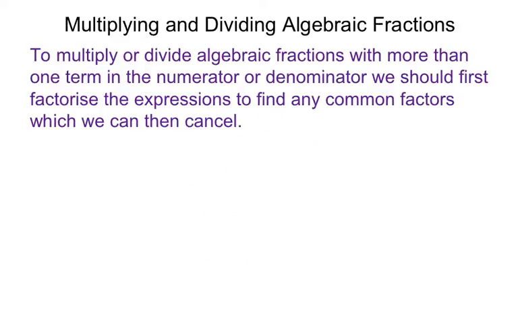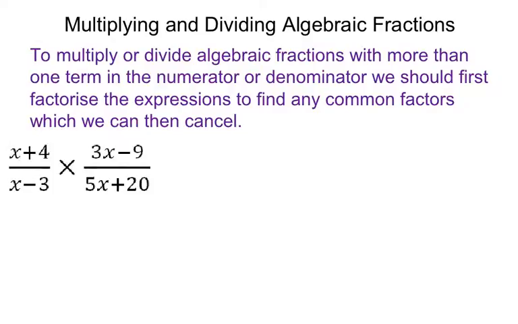So to multiply and divide algebraic fractions with more than one term in the numerator or denominator, we're first going to factorize the expressions, much like when we were simplifying algebraic fractions. And then any common factors we will then be able to cancel. So let's look at some examples. Here we have x plus 4 over x minus 3 times 3x minus 9 over 5x plus 20. So the first thing we're going to do is factorize what we can factorize.